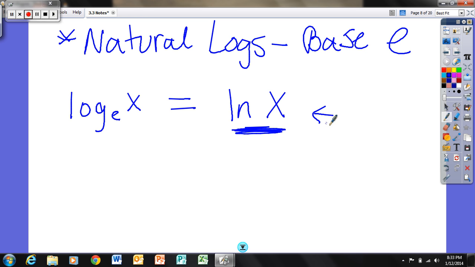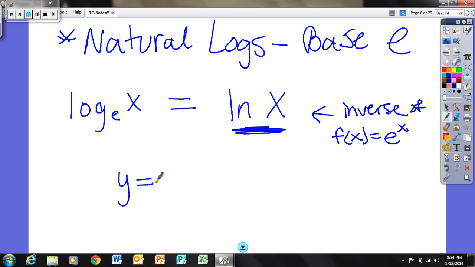Remember that ln of x is the inverse of its exponential function, and remember its exponential function is f of x equals e to the x. If those things are true, then that means that this has to be true. If I have y equals ln x, then this goes both ways, that e to the y is equal to x. And let's try a couple of examples with natural logs.